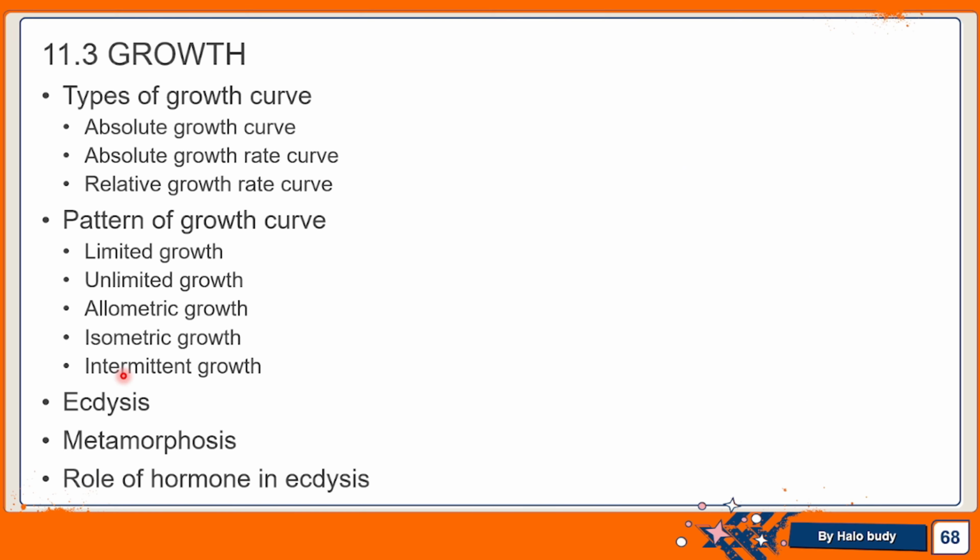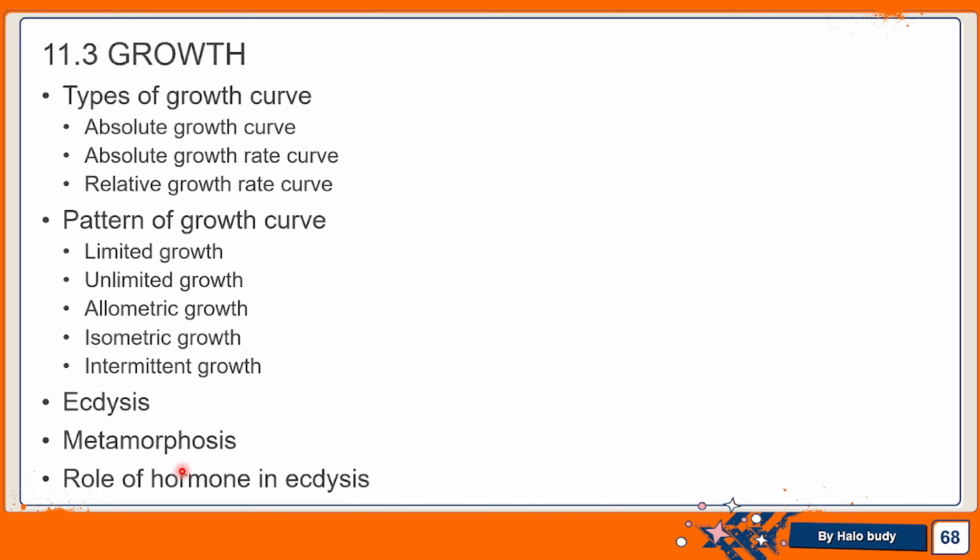intermittent growth, and during intermittent growth, there is the ADC process. ADC process only, that's all. But in STPM, you need to differentiate between ADCs and metamorphosis. What is the difference? ADC and metamorphosis are different. And also the role of the hormone in ADCs and metamorphosis.